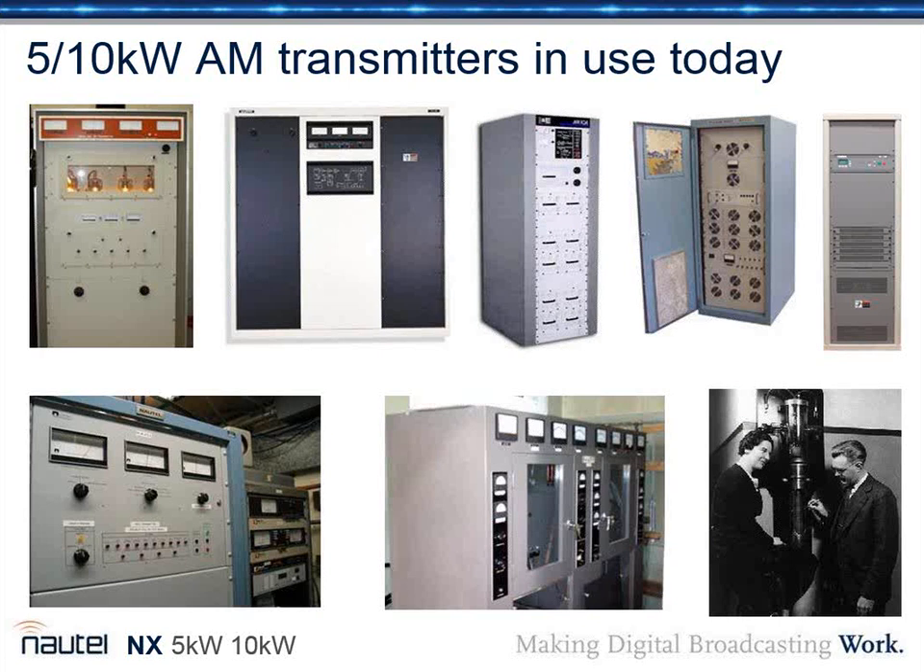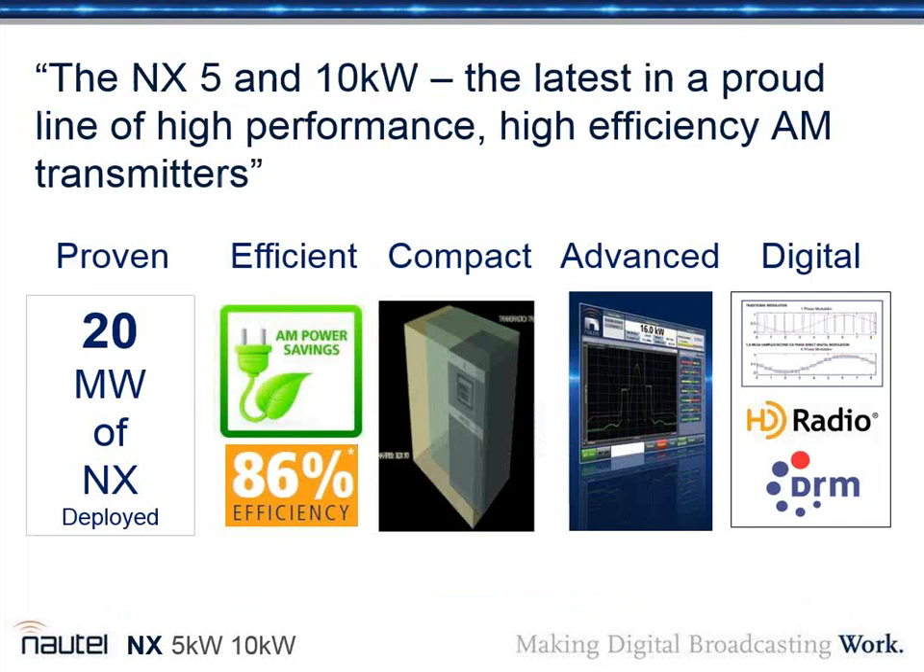A plate-modulated tube-type transmitter could be 40 to 50%. And today's best transmitter, the new NX series we're introducing, is 86% from AC to RF. So the NX5 and NX10 stand on the shoulders of 20 megawatts' worth of NX out there in the marketplace. We've shipped 20 million watts of total power of the NX series since it was introduced just a few years ago. They're very efficient, as I mentioned, 86%, and very compact.